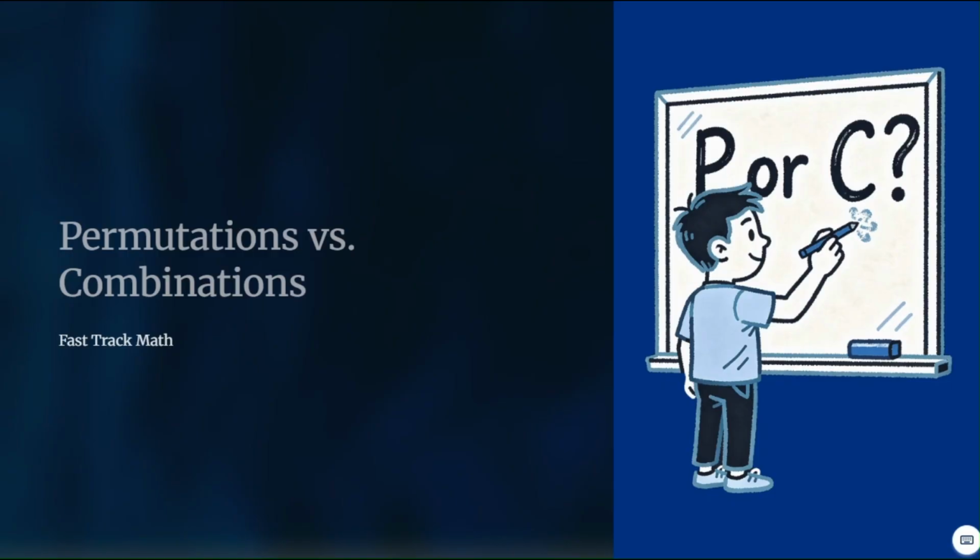Students usually don't struggle with the formulas. They struggle with the one critical question: should I use permutation or combination? If you can answer that question correctly, you've already won half the battle. Today we'll practice identifying the difference using real-world examples.